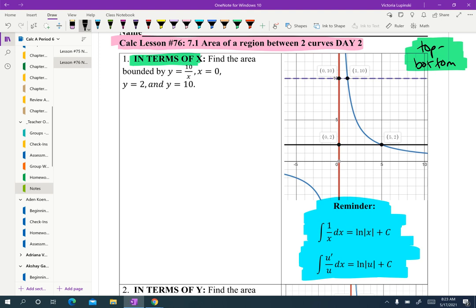So if you take a look over here at the curve that I've graphed for you, notice first that y equals 10 over x. That's a rational function. A rational function has 2 branches. It has horizontal asymptotes. It has vertical asymptotes. That is the graph that is in blue. Notice there are 2 pieces. There's the piece in the first quadrant, and then there's also a piece in the third quadrant. Turns out the piece in the third quadrant isn't really relevant to this problem since it has to intersect x equals 0, y equals 2, and y equals 10. So we're really focusing on the first quadrant.